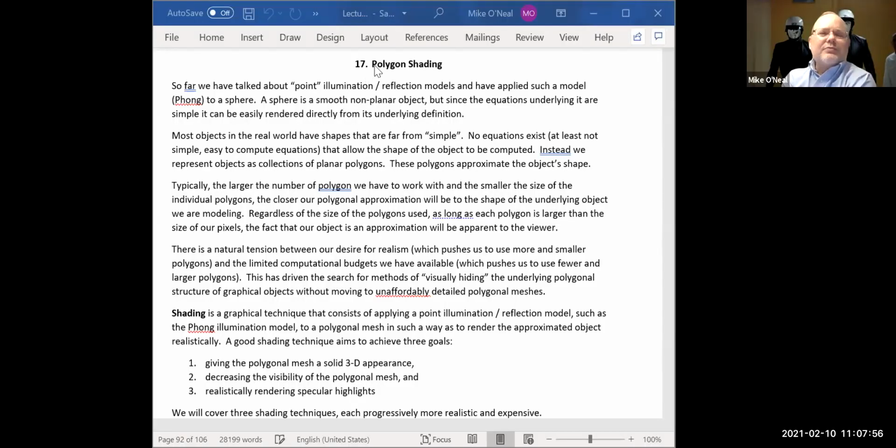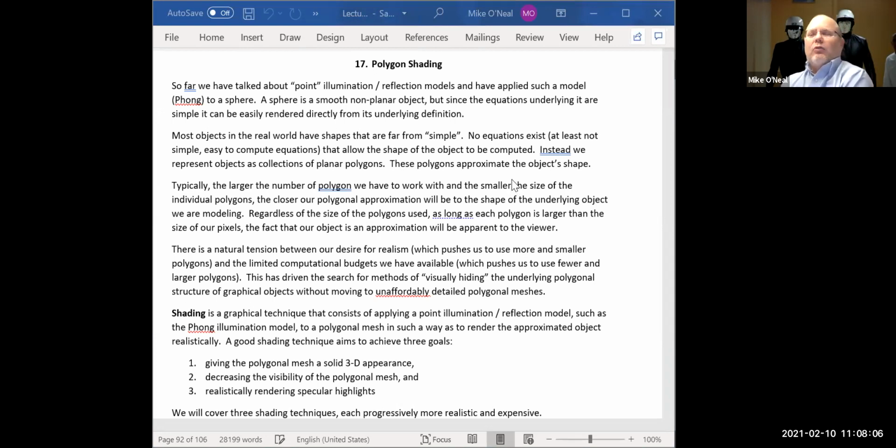Okay. Alrighty. So we got a lot to do today, so let's go ahead and dive into it. So today what we're going to be doing is talking about polygon shading. And polygon shading is what you're going to be doing on assignment 4.